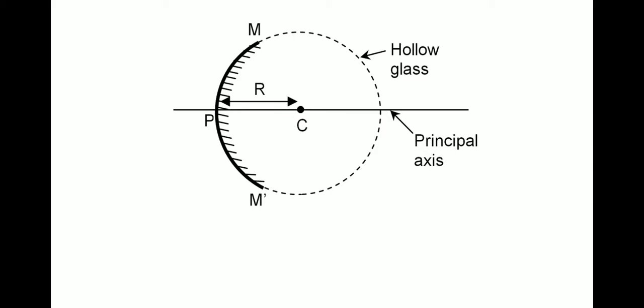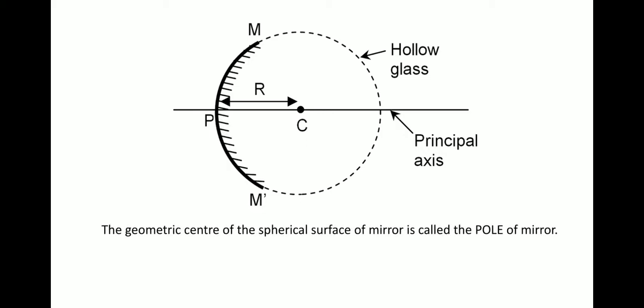Next, you can see that this P is the point which is the center of the mirror. See, this is the center of the sphere, and if you are only talking about the mirror from here to here, this point P will be the center of the mirror MM'. So point P is called the pole. The geometric center of the spherical surface of a mirror is called the pole of the mirror.